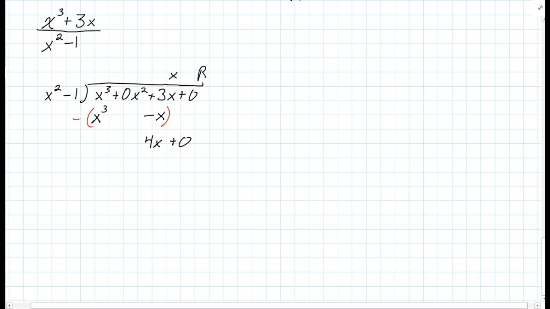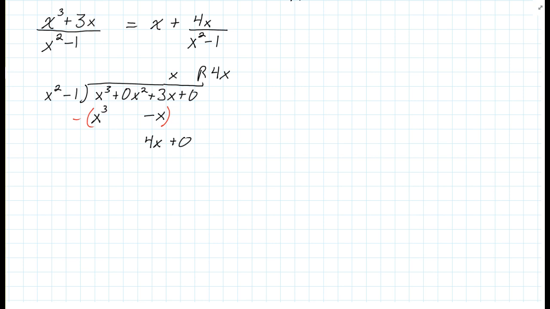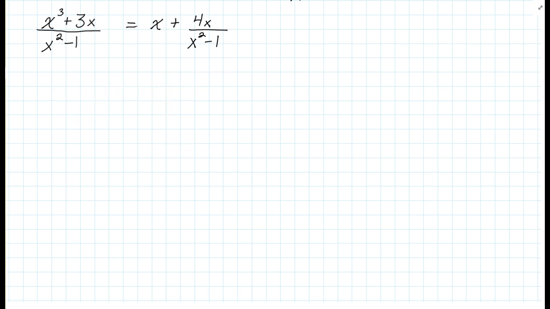So that's our remainder. And what that tells us is that the rational function we started with is equal to x plus 4x over x squared minus 1. Okay? So now we're going to do partial fraction decomposition just on the 4x over x squared minus 1. So let me just write the 4x over x squared minus 1. I'll factor.